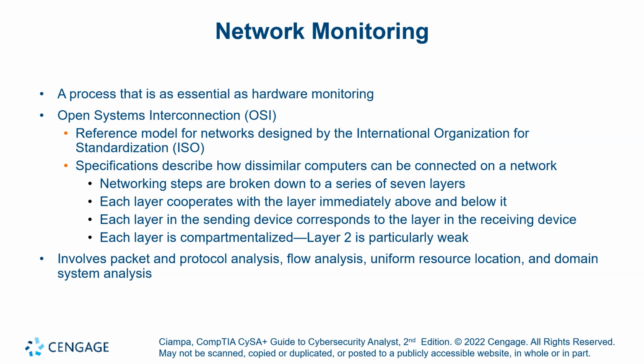So you remember the OSI model where we talked about the 7 layers. This is what they're talking about. Each layer cooperates with the layer immediately above and below it. Each layer in the sending device corresponds to the layer in the receiving device. Each layer is compartmentalized, and when they're talking about layer 2, that one is particularly weak. Network monitoring involves packet and protocol analysis, flow analysis, uniform resource locator analysis, and domain name system analysis.